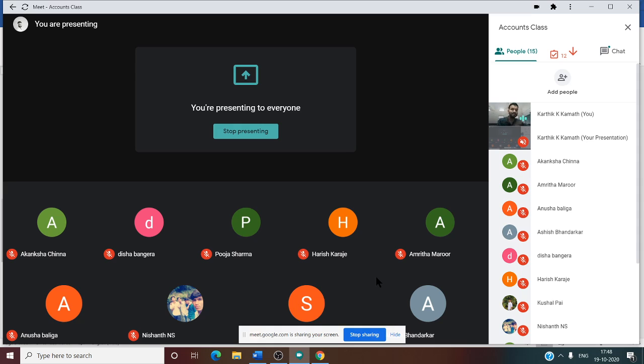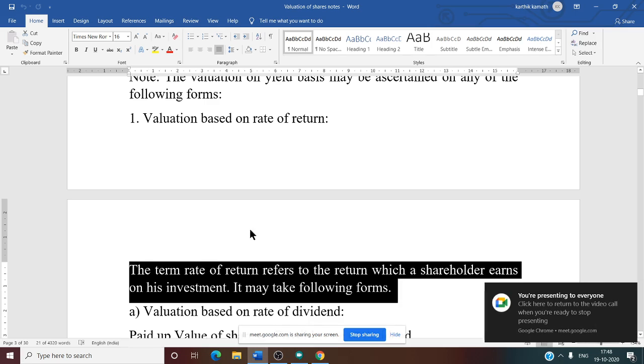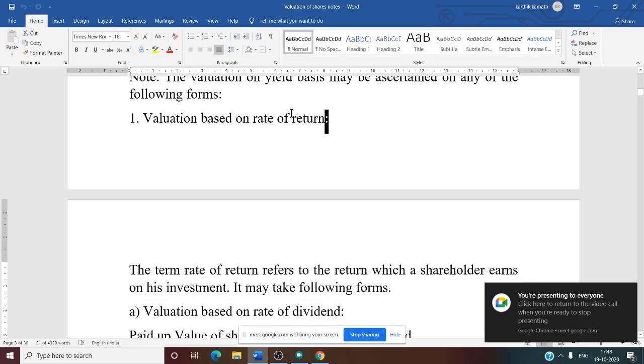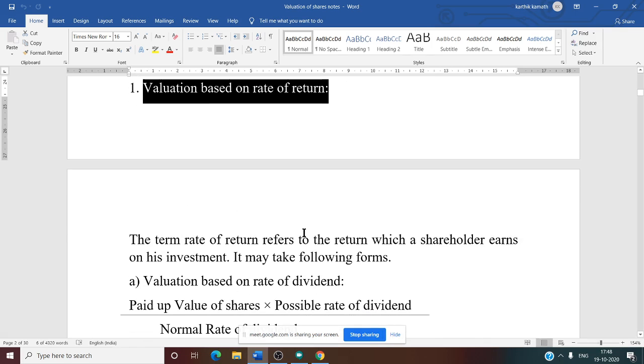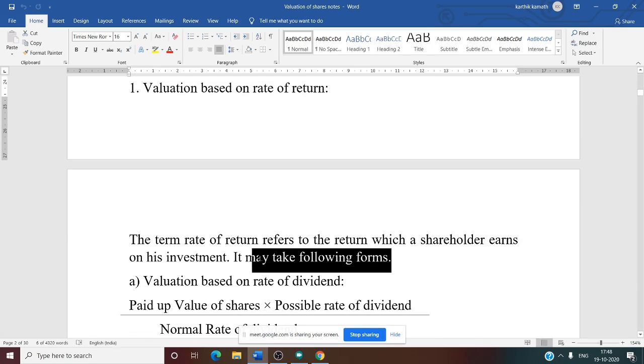Here your earning is 7,000. Why? Because that is the extra amount you got because of the investment. So now that one we need to see: valuation based on rate of return. Whether there is any formula mentioned, there is no. Yes. Under that again there are two types.